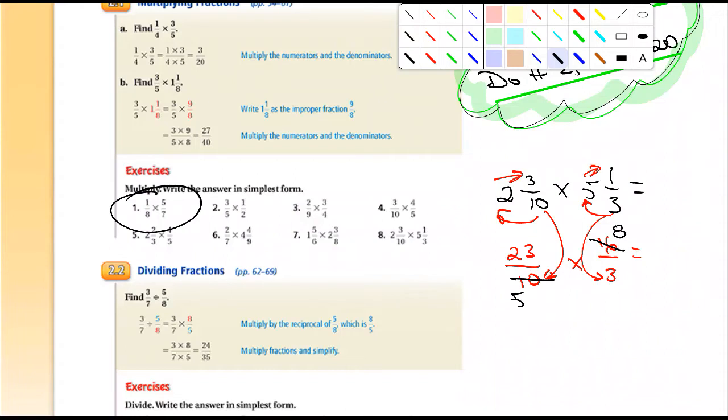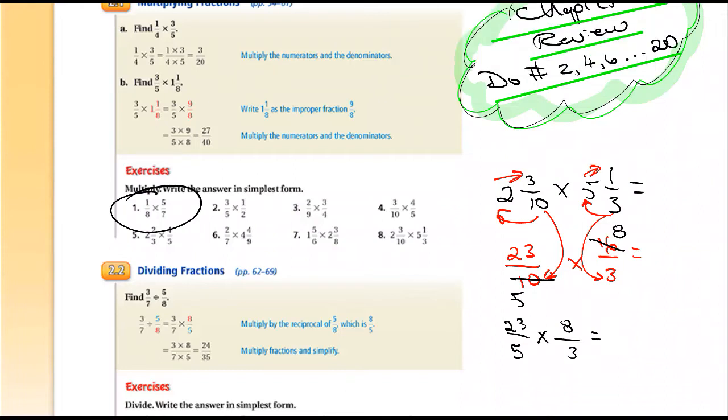So what do we have here? It would be 23 over 5 times 8 over 3. And you just multiply straight across. So that's number 8, somewhat set up for you. I won't take it any further. I'll let you guys do the rest. Let's move down.